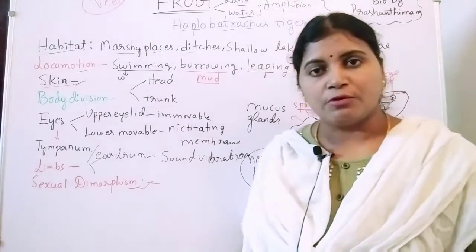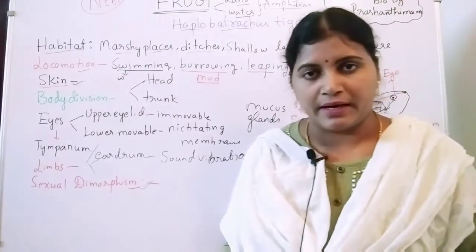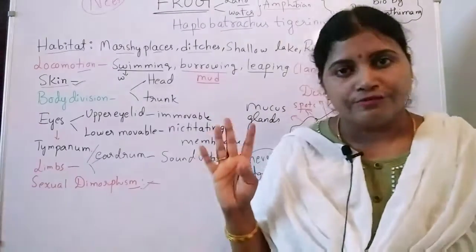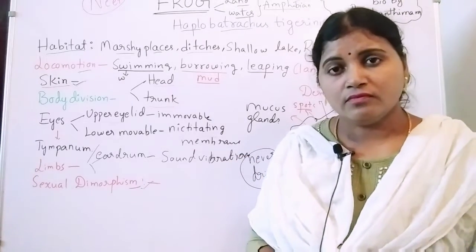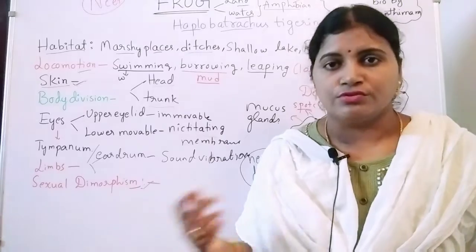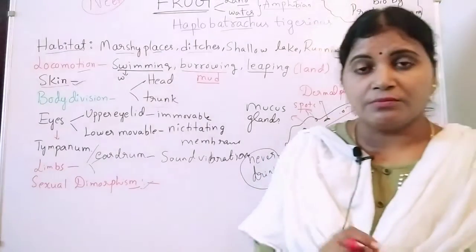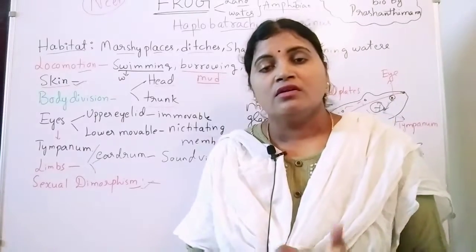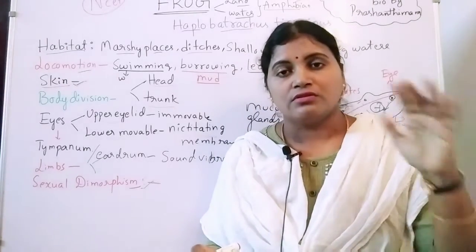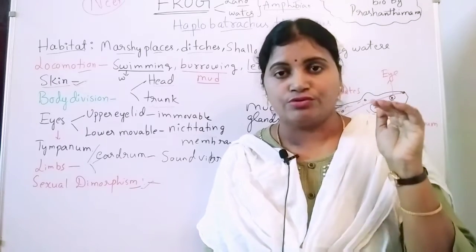And then sexual dimorphism is seen in frogs. The male frog contains the copulatory pad in the first digit of the forelimbs, and the vocal sacs are also responsible for attracting the female frogs during the breeding time. So mainly we are able to see the frogs only in the rainy season. Why? Because in the rainy season they breed.